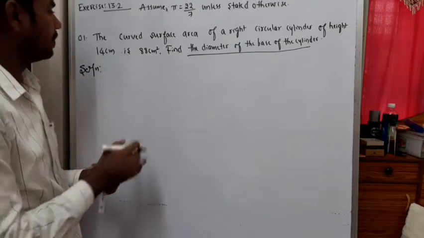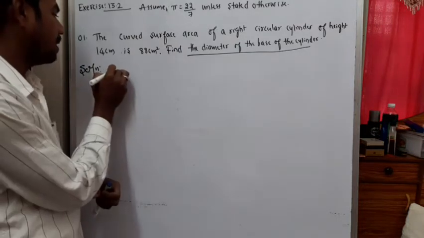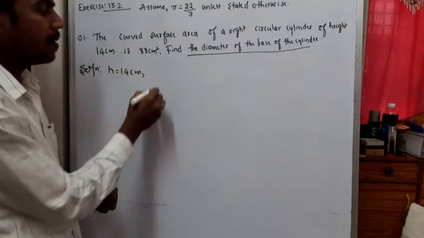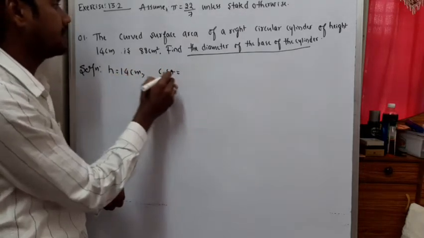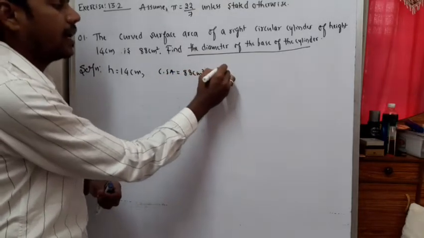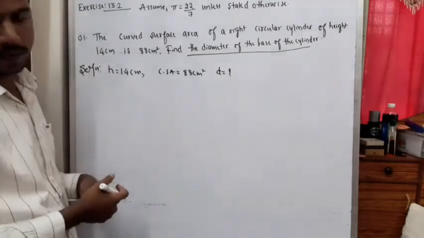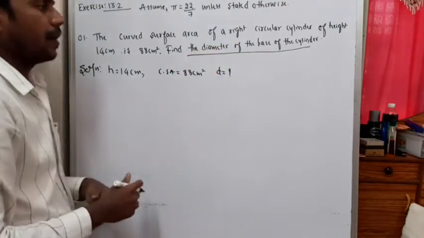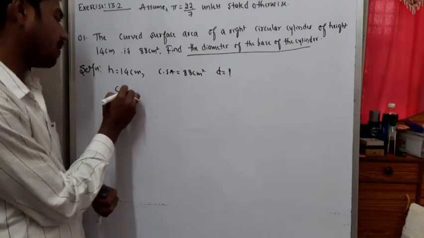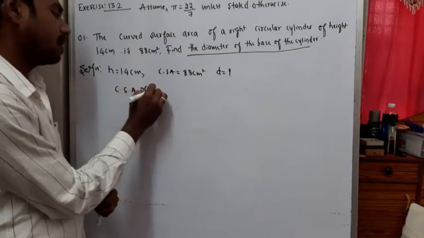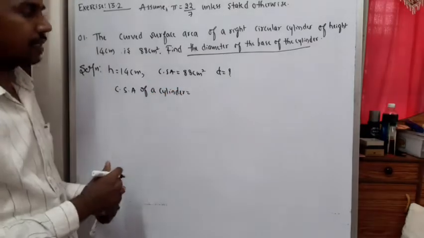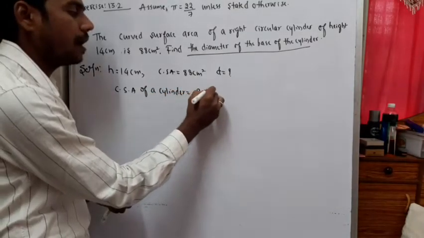They have given the height of the cylinder, that is h is equal to 14 centimeter, and they have given the curved surface area, that is 88 centimeter square. We need to find the diameter of the base of the cylinder. Fine. So what is the formula to find the curved surface area of a cylinder? Curved surface area of a cylinder is equal to 2 pi r h.